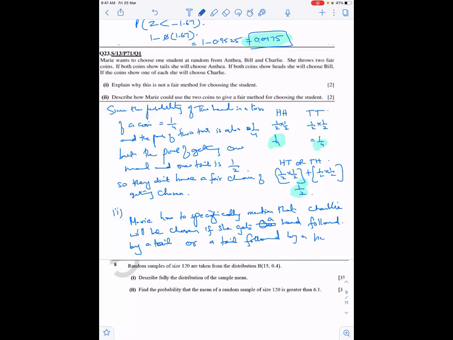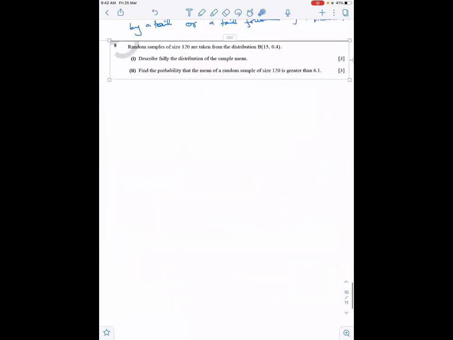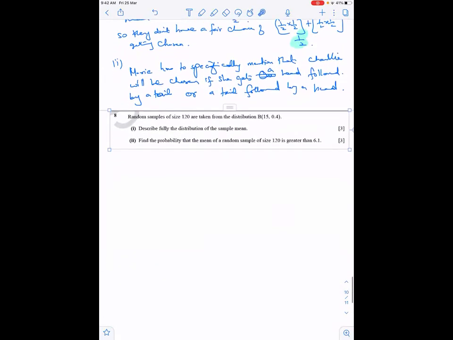Is that right? Then does she also have to specifically say that only one can be chosen? Only one. I have written it, see: if she gets a head followed by a tail or a tail followed by a head. Or if you're getting confused with this, you can just omit it. She can specifically mention that one of the two will be okay.